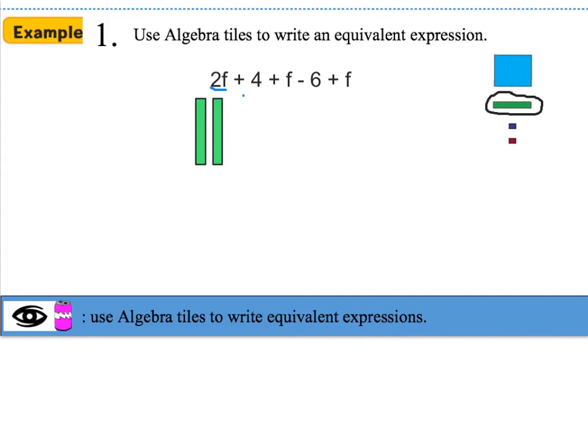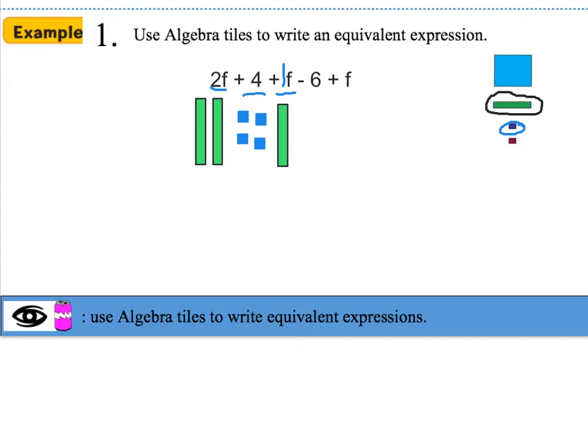My next term is a constant. So I'm going to use the constant positive term tile to represent 4. So I drew 4 constant tiles to represent the constant 4. Then my next term is a variable term. But remember, this f has an imaginary 1 in front of it, so our variable term is 1f. So I drew another variable tile.